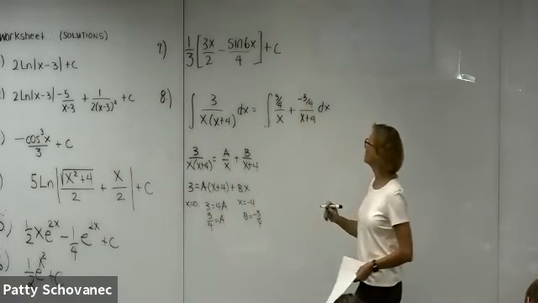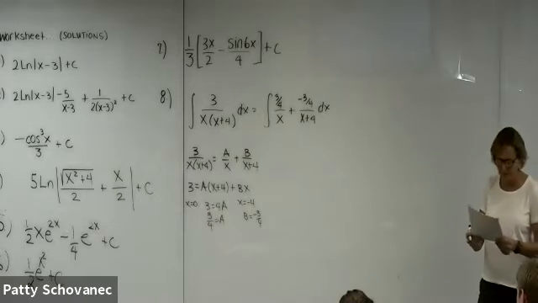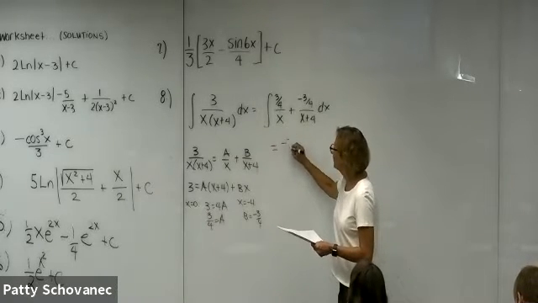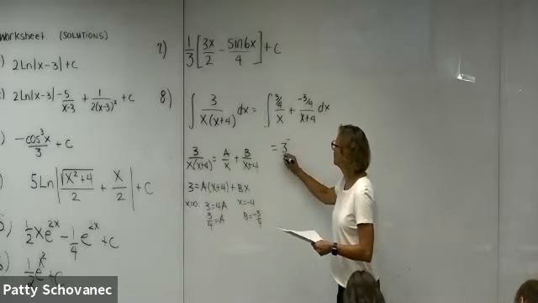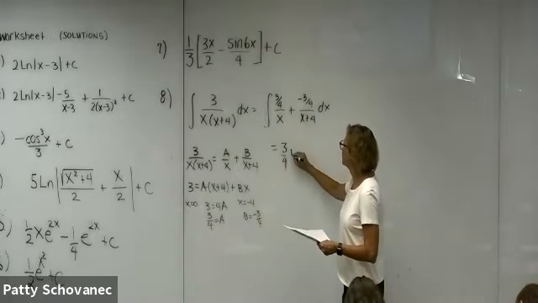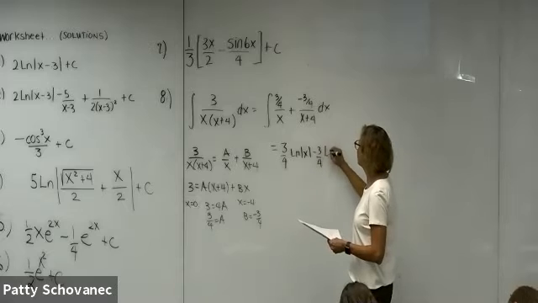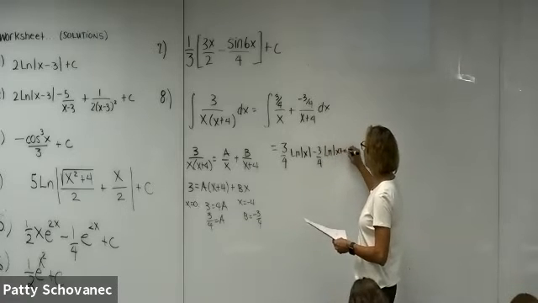You've kind of done it in 2 steps, right? You get a negative 3/4 natural log of x, positive 3/4... 3/4 natural log of x minus 3/4 natural log of x plus 4.